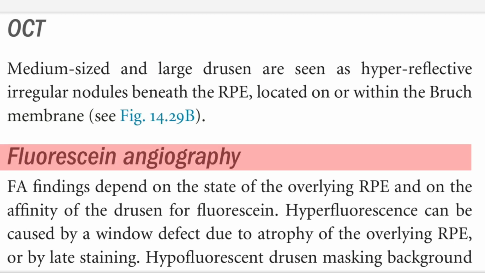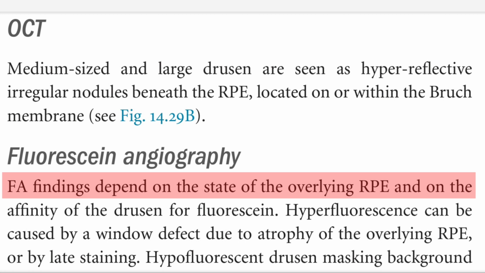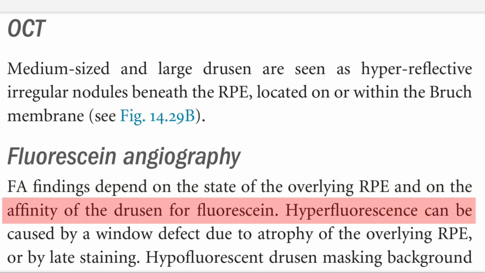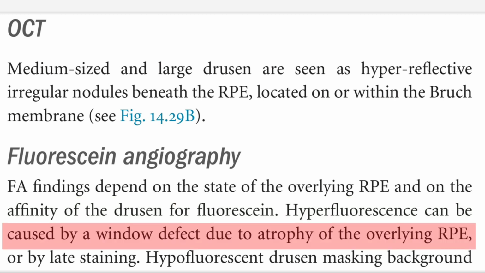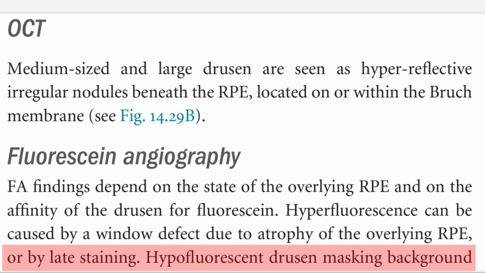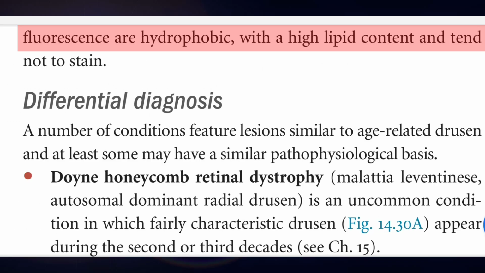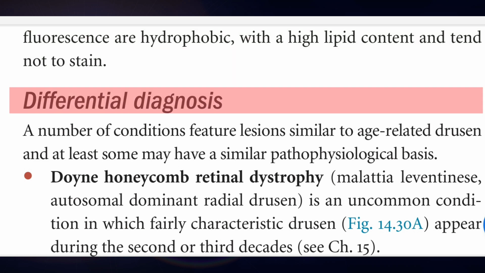Fluorescein angiography, FA, findings depend on the state of the overlying RPE and on the affinity of the drusen for fluorescein. Hyperfluorescence can be caused by a window defect due to atrophy of the overlying RPE, or by late staining. Hypofluorescent drusen masking background fluorescence are hydrophobic, with a high lipid content and tend not to stain.